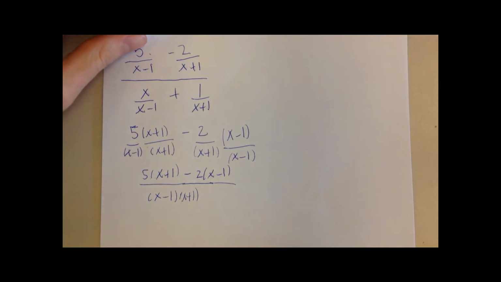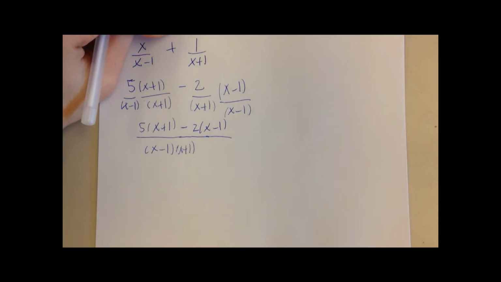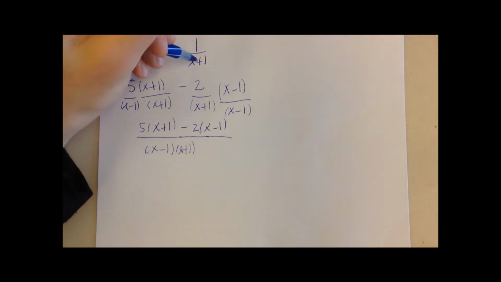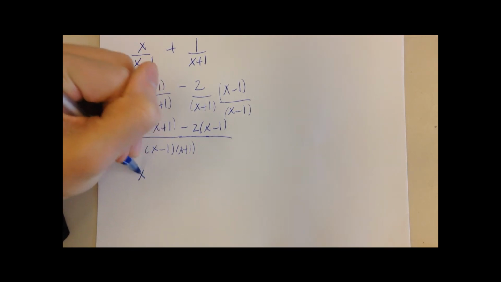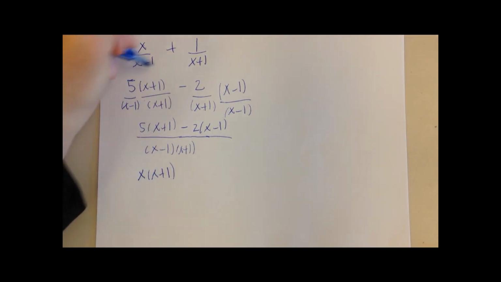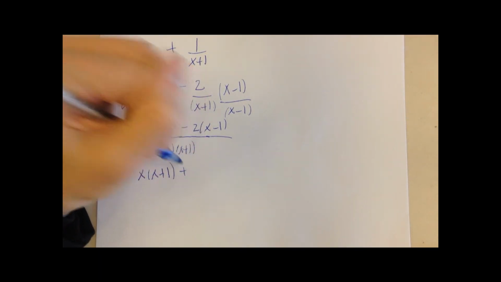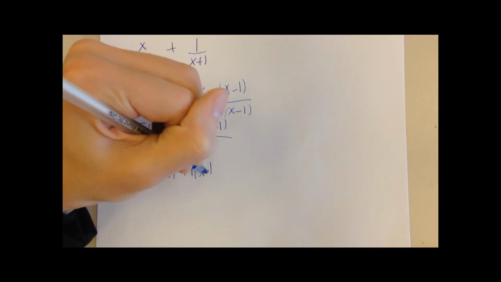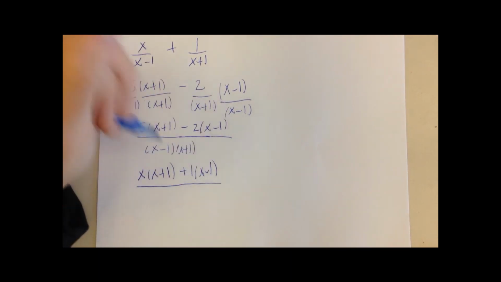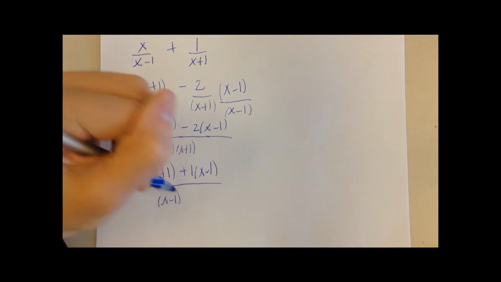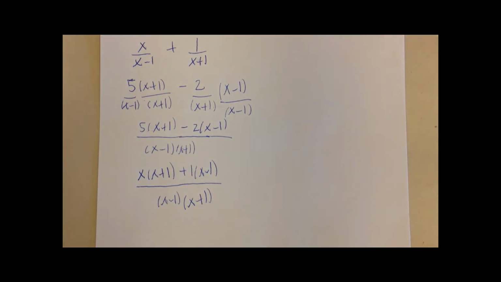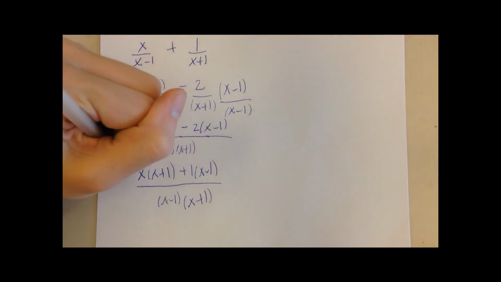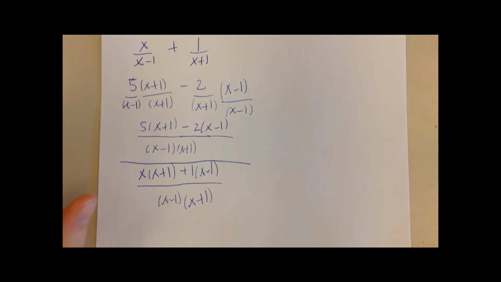For the bottom piece, we're going to do the same thing. We're going to cross multiply, so this is going to be x times (x plus 1), minus 1 times (x minus 1), and that's going to be over (x minus 1)(x plus 1). I'm sorry, this is the bottom piece of the fraction, so it's going to look like that.